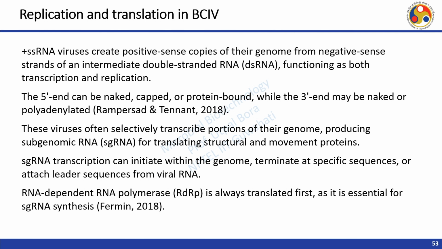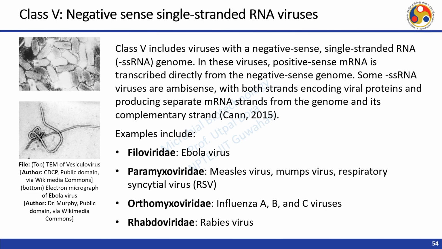The 5' end can be naked, capped or protein bound, while the 3' end may be naked or polyadenylated. These viruses often selectively transcribe portions of their genome, producing subgenomic RNA for translating structural and movement proteins. As the RNA transcription can initiate within the genome, terminate at specific sequences or attach sequences from viral RNA. RNA dependent RNA polymerase, RDRP, is always translated first, as it is essential for subgenomic RNA synthesis.